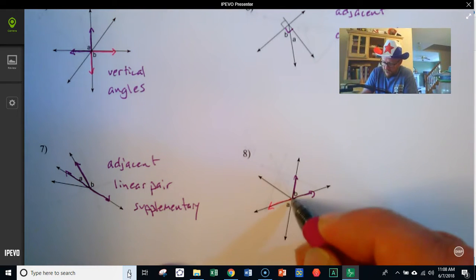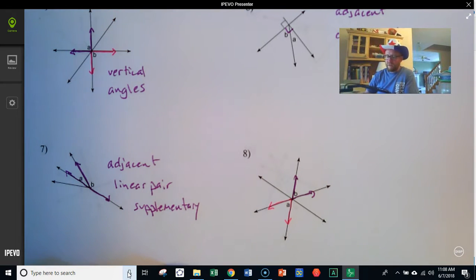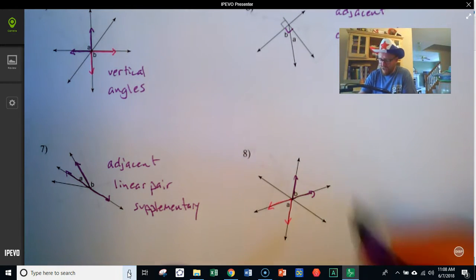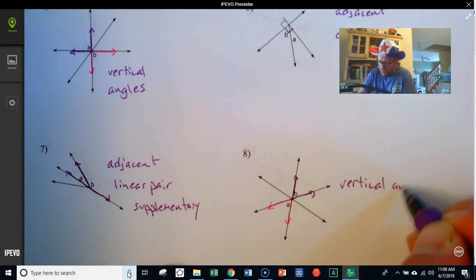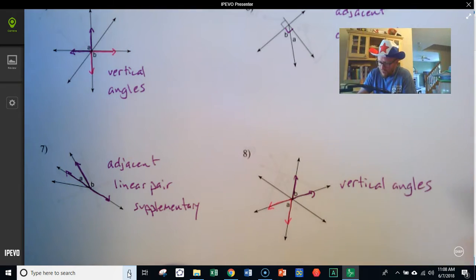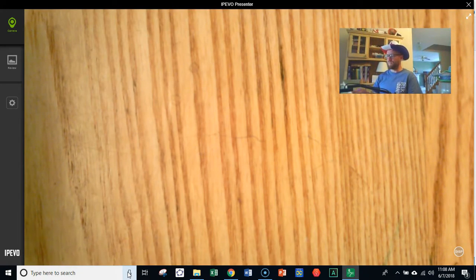Okay. Next door here, notice how here are the two sides for angle B, and over here you got the two sides for angle A, and the sides of angle A and angle B make straight lines, or they come together in that sort of X shape. These are vertical angles.